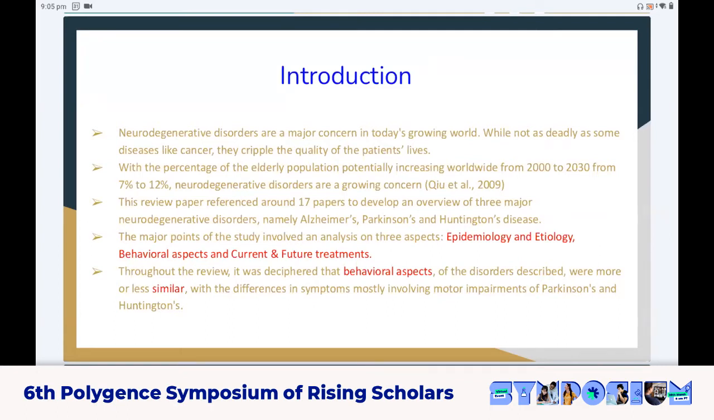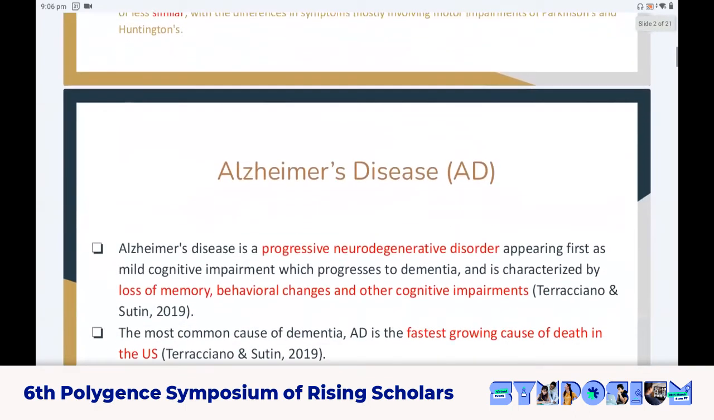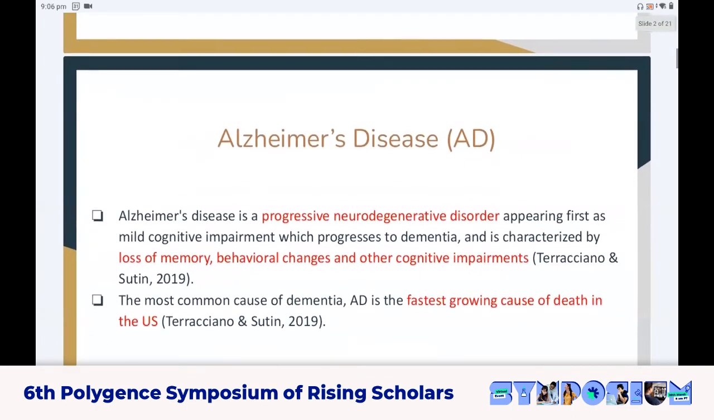So this research paper is intended to serve as a basic overview for further study on these types of disorders so that they can improve the lives of elderly people. So let's move on to the first disorder.